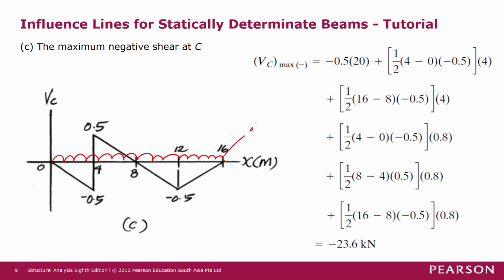So this is a dead load of intensity 0.8 kilonewton per meter length. Right? And then secondly, we want to look at the effect of the 4 kilonewton per meter length live load. So live load, we can place partially on the beam. So now we look at where are the locations of the negative influence line for VC. So we have from 0 meter to 4 meter.